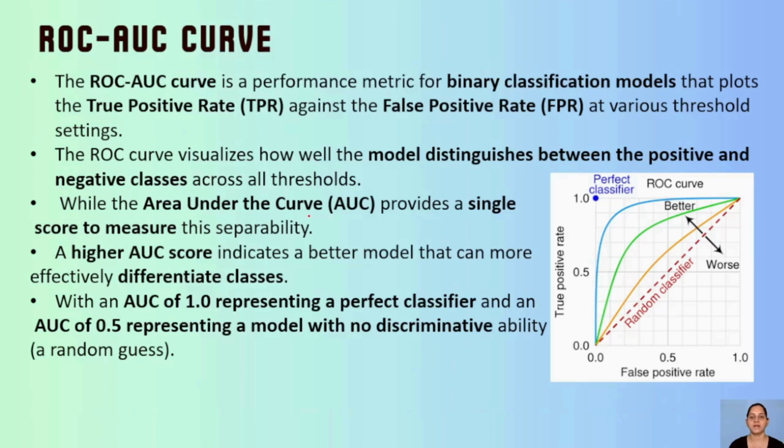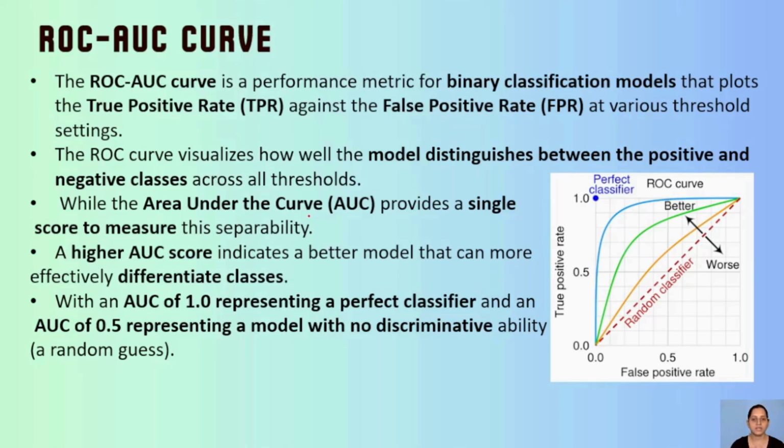Now we will understand the ROC-AUC curve. ROC-AUC curve again is a metric for binary classification, and it can be used for multi-class as well, but most of the times we are using it for binary. And what it does, it plots the true positive rate and false positive rate. So in your model, whatever true positive you are getting and false positive you are getting for each class, it's going to take all those thresholds and put it in a graphical format.